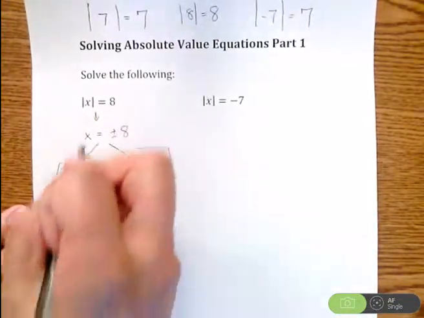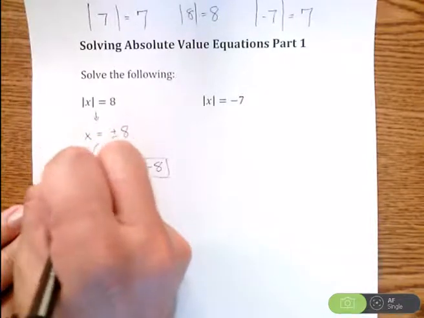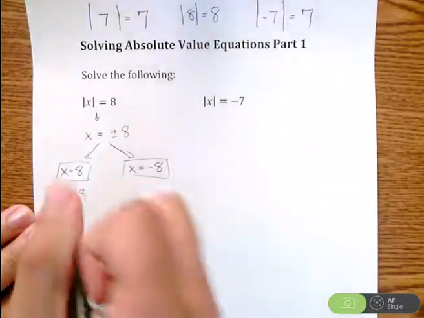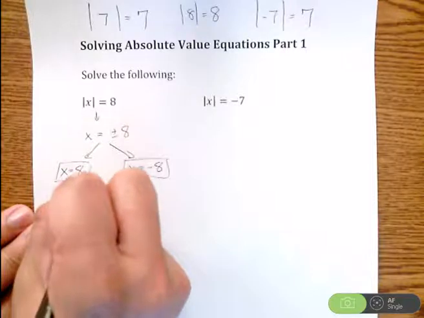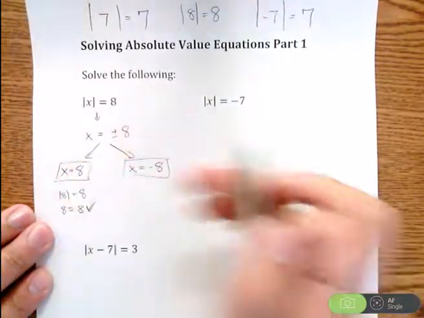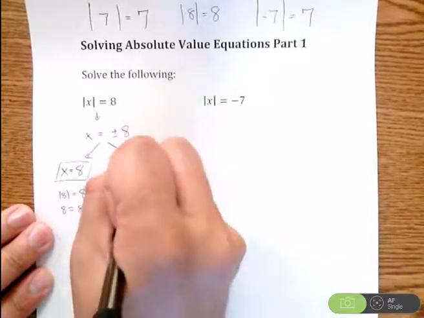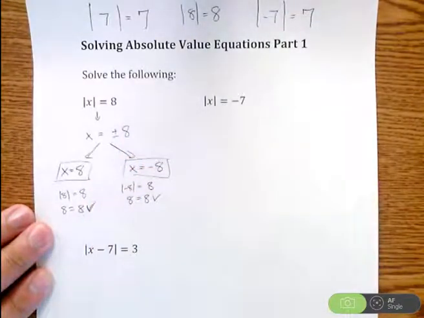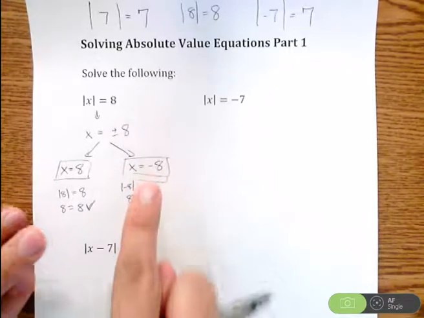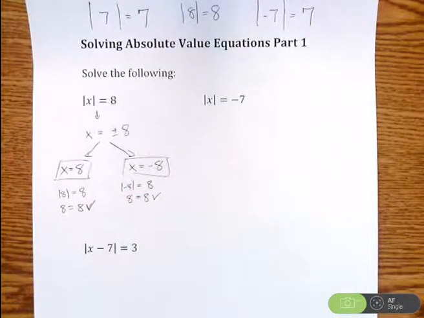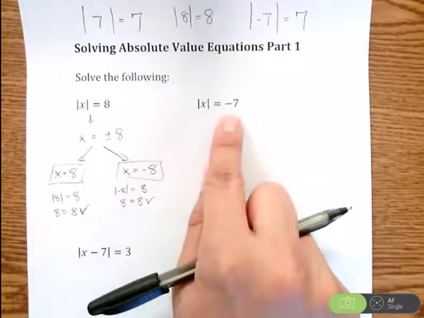Now, to see how this all works, if I plug these in, I should get 8 equals 8. If I plug in 8 here, I would have the absolute value of 8 equals 8. Absolute value of 8 is 8. 8 equals 8 works. And I can check -8. Absolute value of -8 equals 8. We get 8 equals 8. Works out as well. So x equals 8, x equals -8.